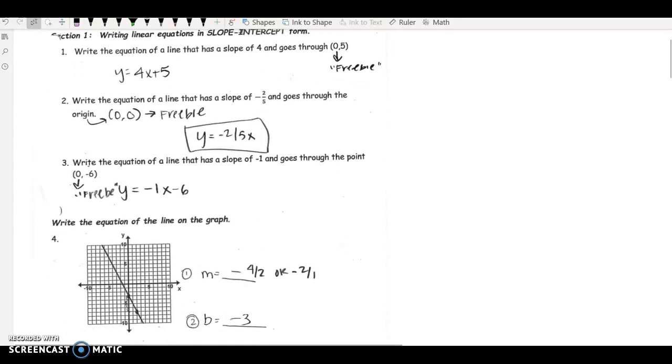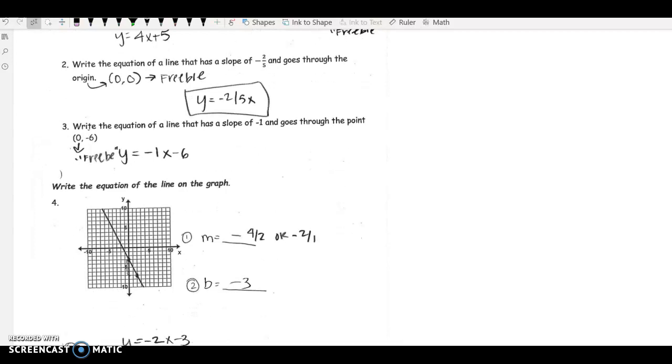Okay, number 2 says that we have a line with a slope of negative 2/5 that goes through the origin. Okay, (0, 0) is a freebie, that's the origin. So I know y is equal to negative 2/5 x. Remember, that's a proportional line. Well, not really, because it doesn't go up, it goes down, but it goes through the origin. So we can write it as y equals negative 2/5 x.